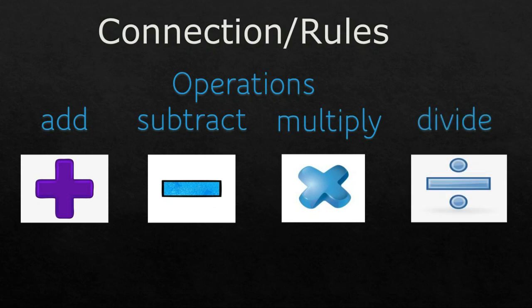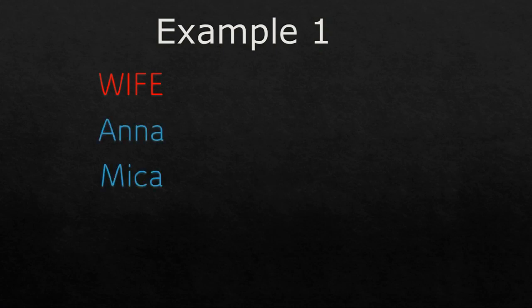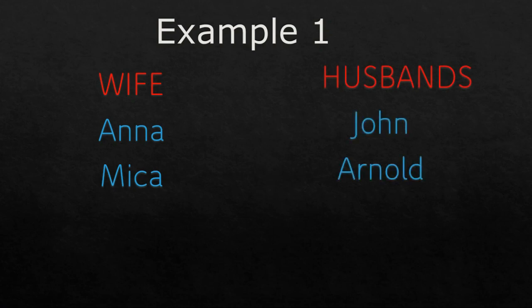For you to fully understand what relations are, let's have an example. Halimbawa, ang isang grupo o collection o set ay tatawagin nating collection of wives. So here, the members of the group of wives are Anna and Micah. Second set or group of husbands whose members are John and Arnold. Let's say Anna's husband is Arnold and John's wife is Micah.